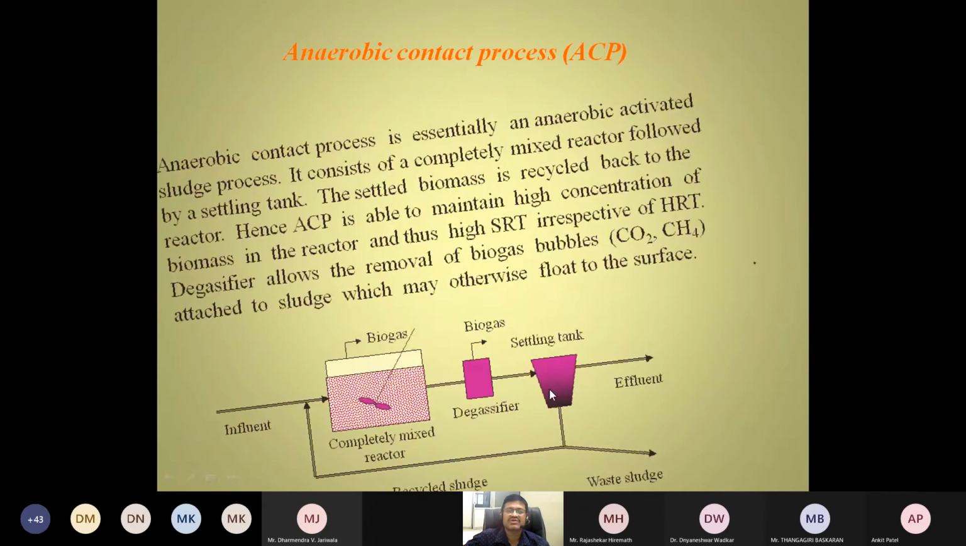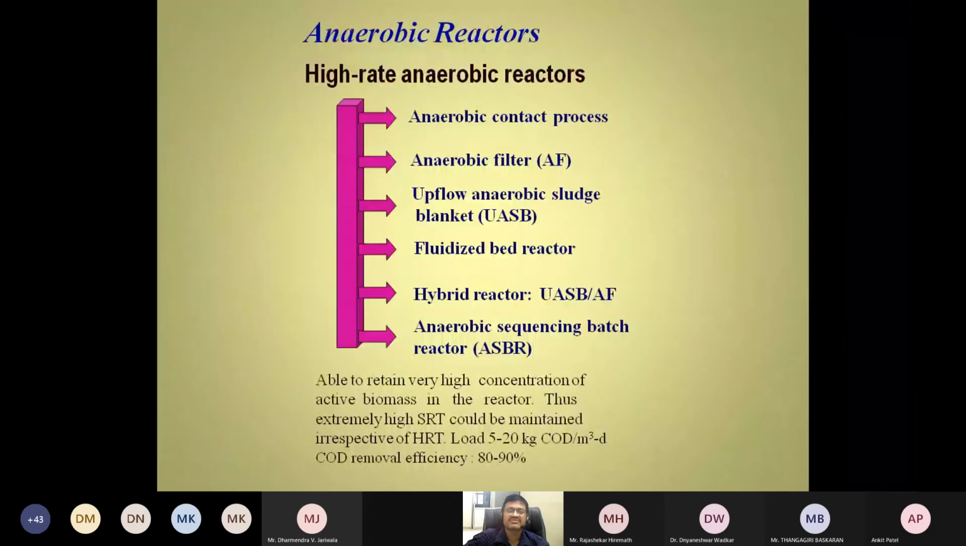Because the anaerobic reaction has two phases. The first phase is the acidic phase, where all the organic matter is converted to acetic acid, propionic acid, and other acids. That is called acidogenesis. After that, these acids are converted to methane. That is called methanogenesis. So there are two phases in anaerobic treatment. First all the organic matter is converted to acids, which is done by acid formers, called acidogenesis.